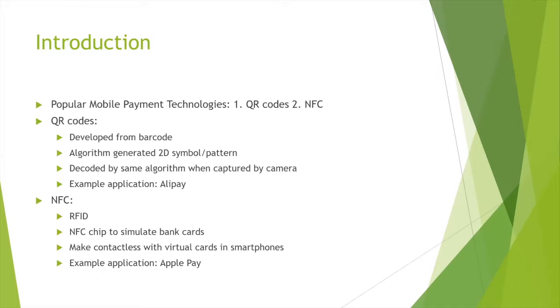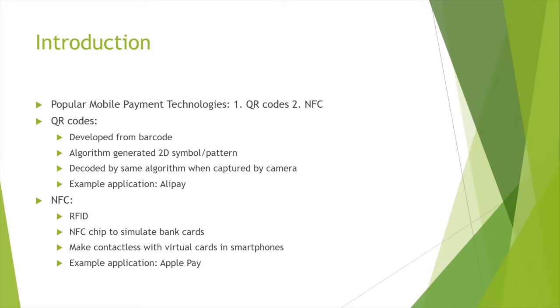Now, among all mobile payments technologies, QR codes and NFC are most popular. QR codes developed from barcodes. They are two-dimensional versions of barcodes. They are generated by a specific algorithm to store information. Such information could be decoded by the same algorithm when QR codes are captured by camera. The most successful QR codes payment application is Alipay.